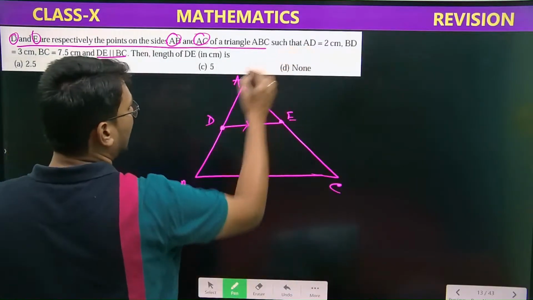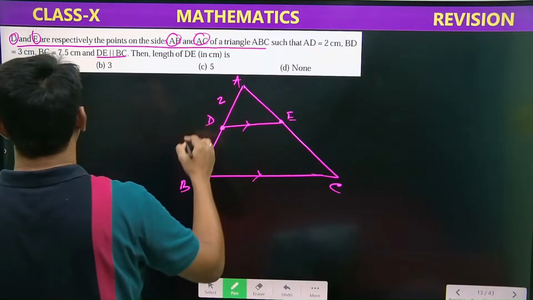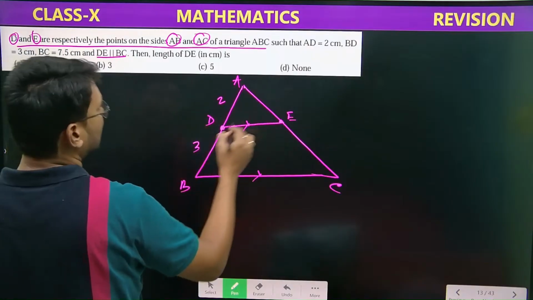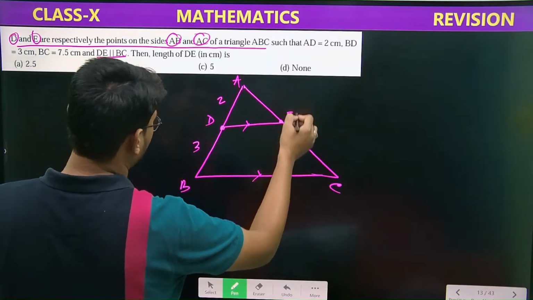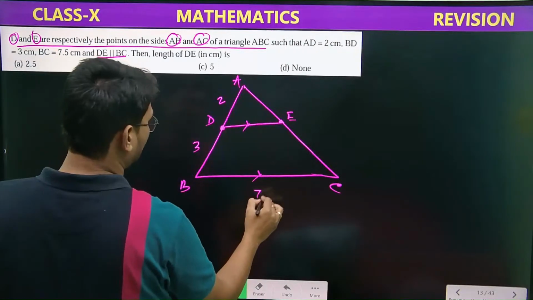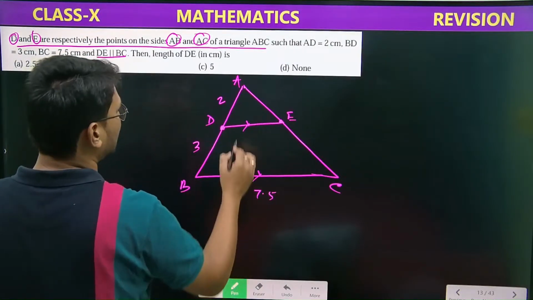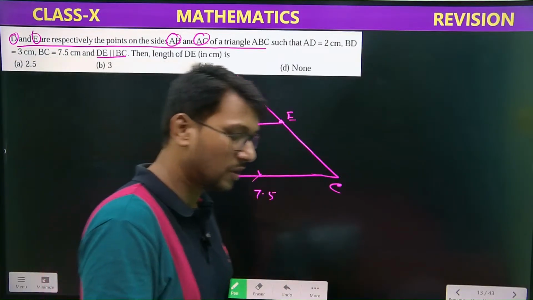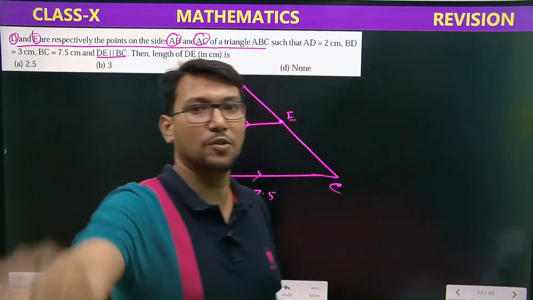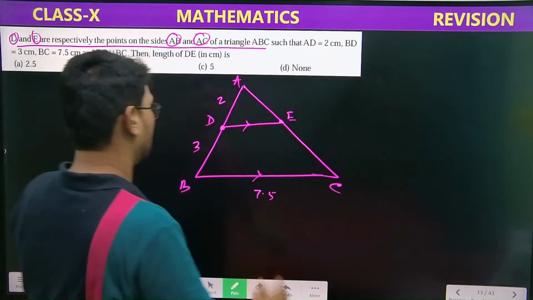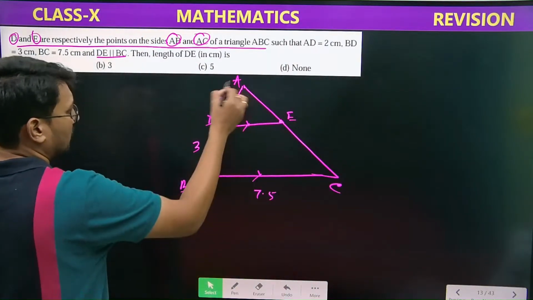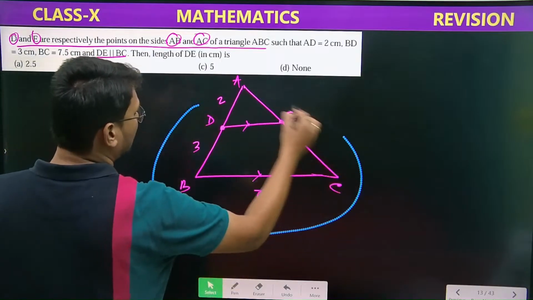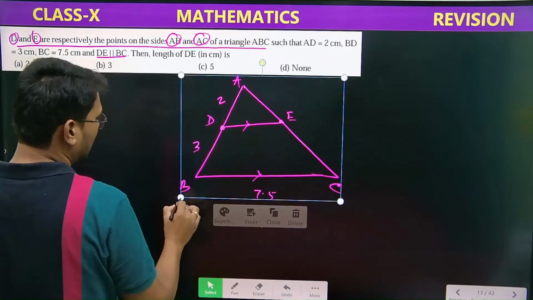Now what is given? AD is 2 centimeter. BD is 3 centimeter. BC is given as 7.5 centimeter. The question is asking DE. That means we will use similarity, not the basic proportionality theorem. We can solve by the basic proportionality theorem, but we will use similarity to get it easily.